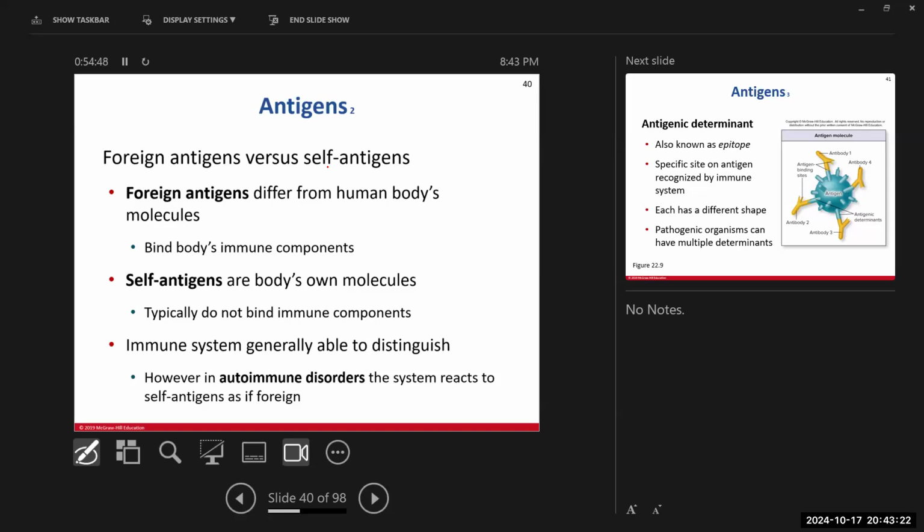That means with self-antigens, our immune cells will not bind to those antigens, which is good. We don't want that, right? With foreign antigens, our immune cells or immune components will bind. Let's keep it real simple. So our immune system has to be able to tell the difference between self and non-self, or foreign versus self-antigens. Autoimmune diseases are usually when the body can't differentiate self from foreign, so it attacks our own molecules or our own cells.